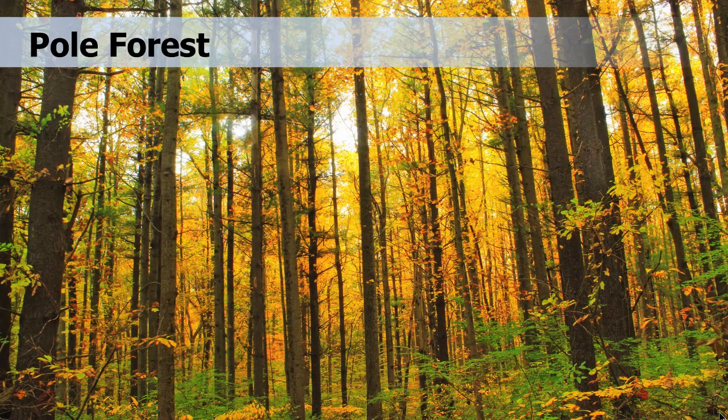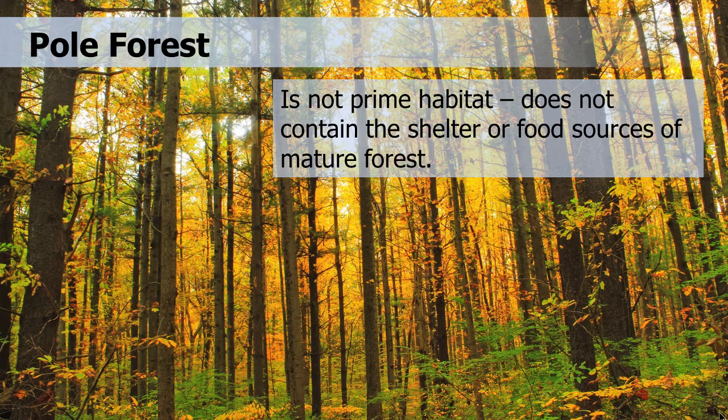Pole stage forest is next in the successional stages, and it tends to be the least valuable habitat for wildlife. This is because it lacks the low cover and soft mast of the young forest, but it's not yet old enough to have habitat features like large tree cavities and hard mast, which are present in mature forests. This doesn't mean that you won't find wildlife here. However, it just means that this is not prime habitat.